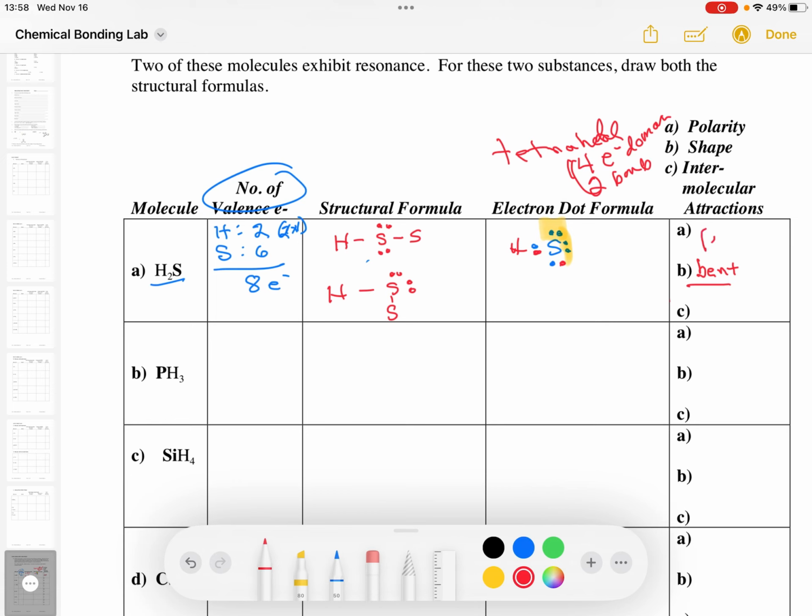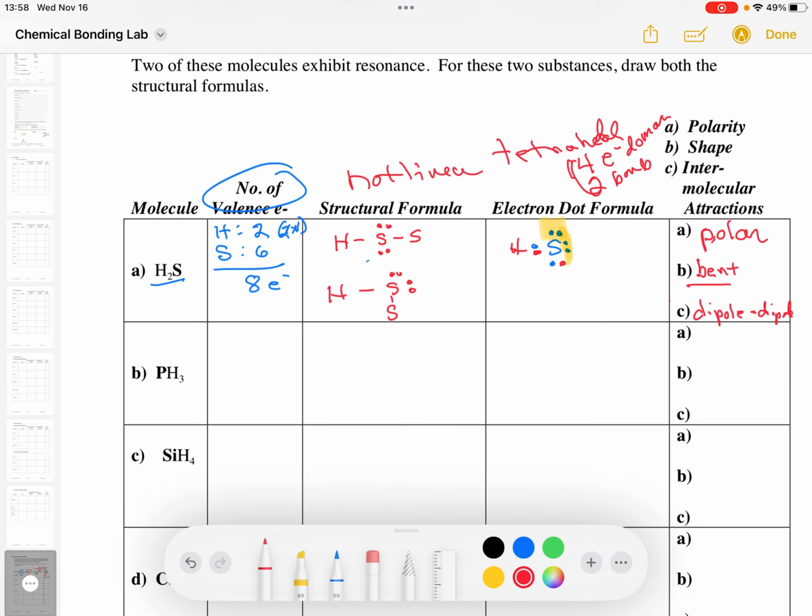My polarity, I'm just going to write polar and nonpolar. This is polar. My intermolecular attractions, since this is polar, it can be either dipole-dipole or hydrogen bonding. This has to be dipole-dipole because hydrogen bonding has to be with N, O, or F. So be careful, this is not linear. And a lot of people write it down as linear.